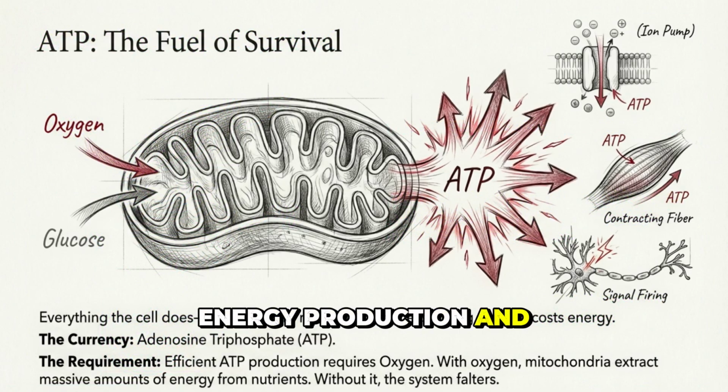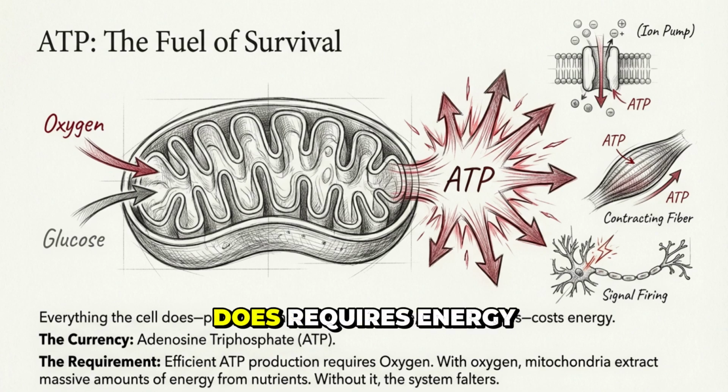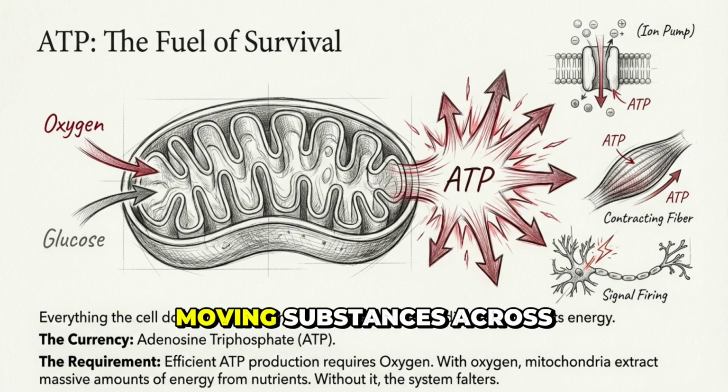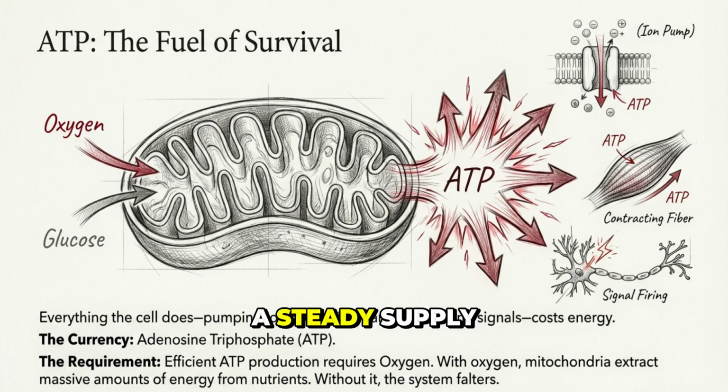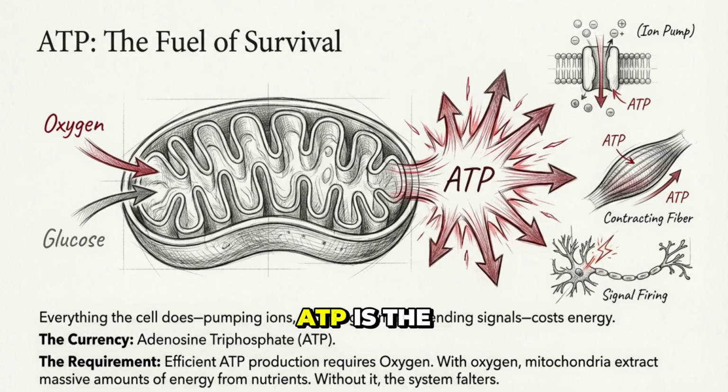Energy production and ATP. Everything a cell does requires energy. Moving substances across the membrane, repairing damage, sending signals, and maintaining balance all depend on a steady supply of energy. That energy comes in the form of a molecule called ATP, which stands for adenosine triphosphate. ATP is the cell's usable fuel.